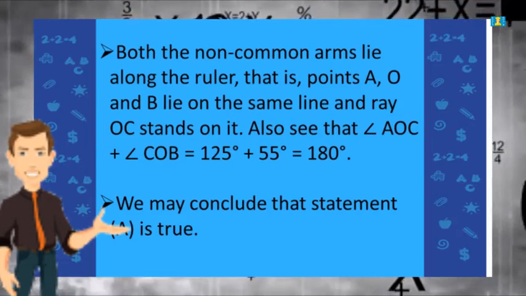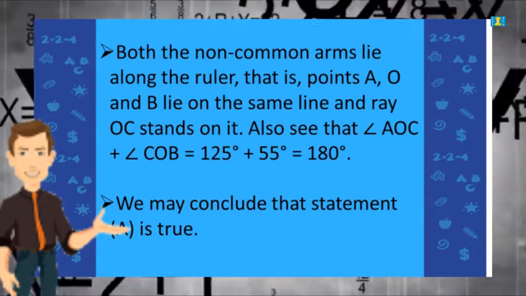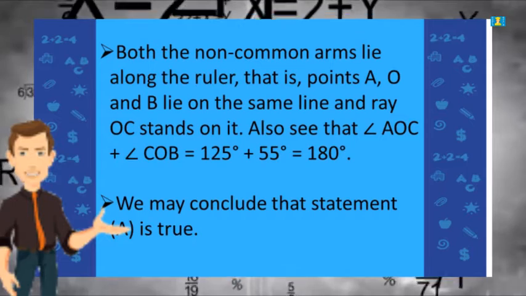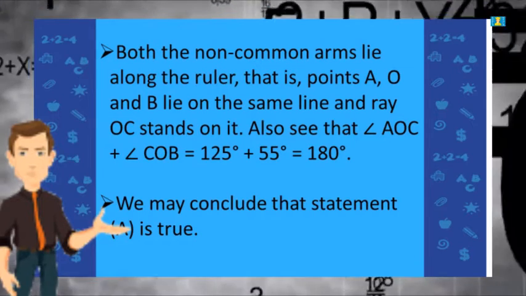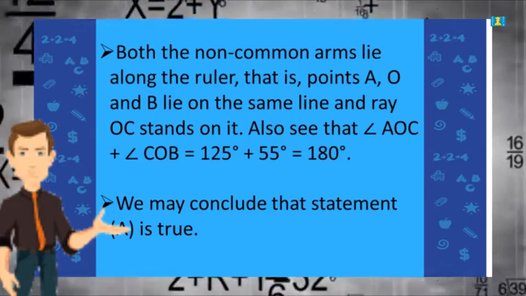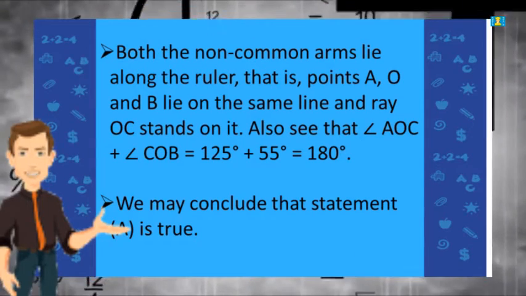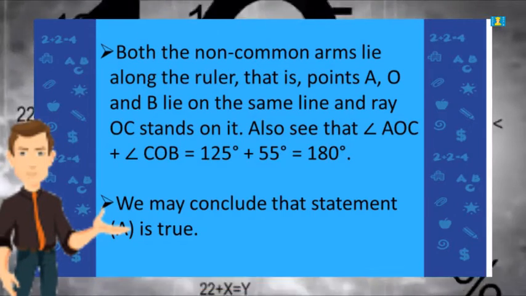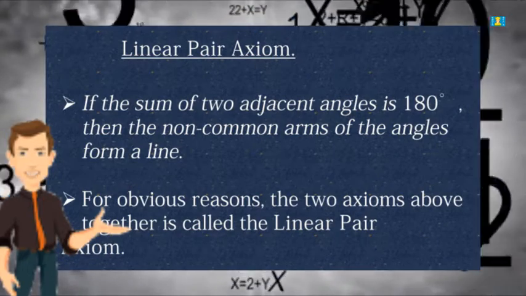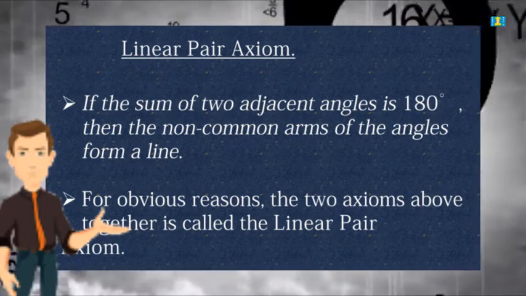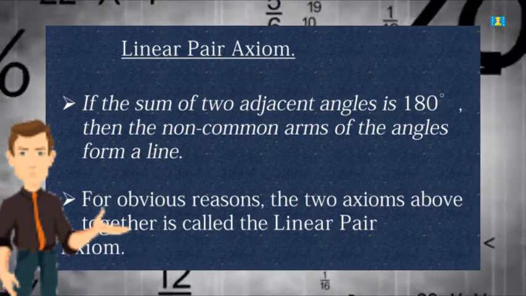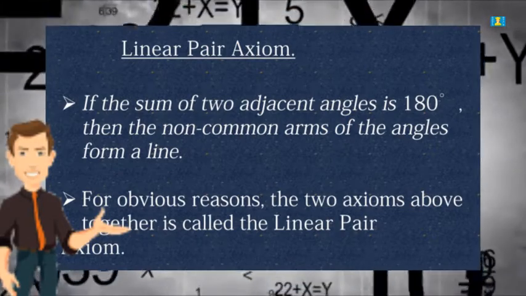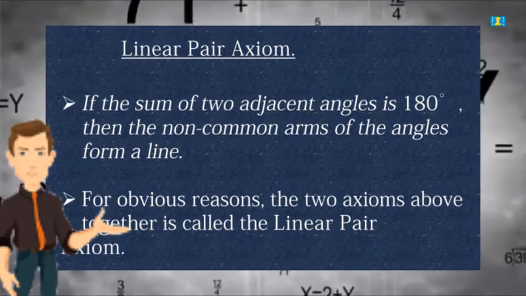Both the non-common arms lie along the ruler, that is, points A, O and B lie on the same line and ray OC stands on it. Also see that angle AOC plus angle COB gives 125 degree plus 55 degree, that gives 180 degree. We may conclude that statement A is true. Then we are going to see the linear pair axiom. If the sum of two adjacent angles is 180 degree, then the non-common arms of the angles form a line. For obvious reasons, the two axioms above together are called the linear pair axiom.